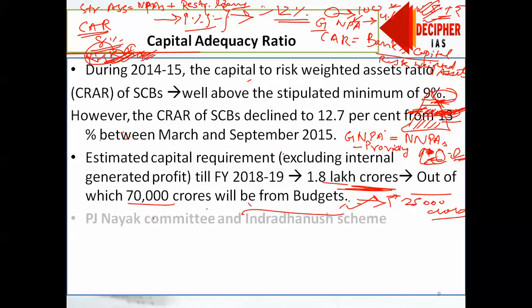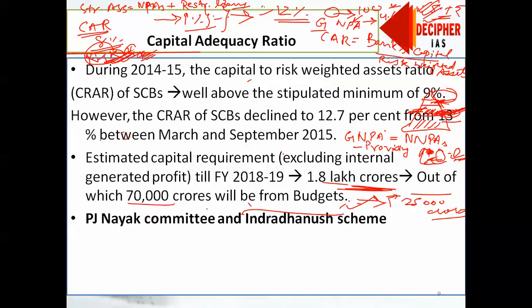So now coming to the next point, PJ Nayak committee and Indradhanush scheme. Now the gist of what they say is that first of all the government stranglehold on the public sector banks has to be reduced, because government dictates the banks to give loans to businessmen which are of dubious authenticity. So banks later have to face the NPAs.